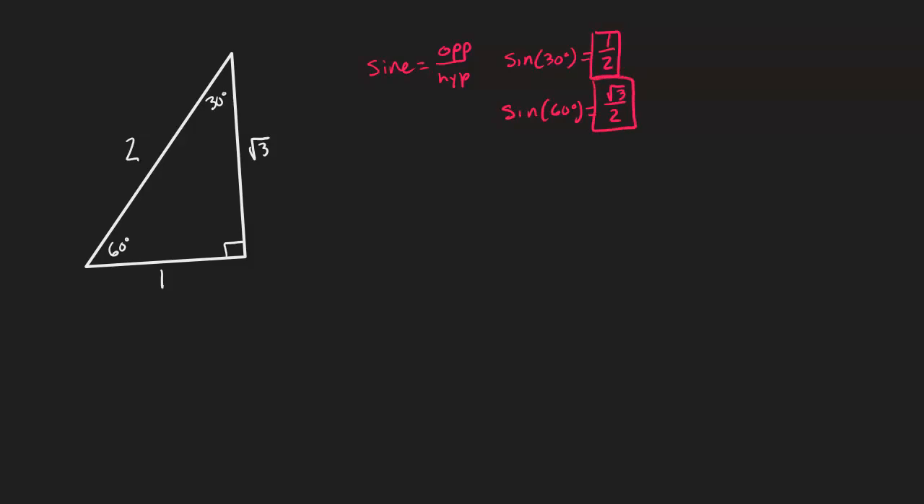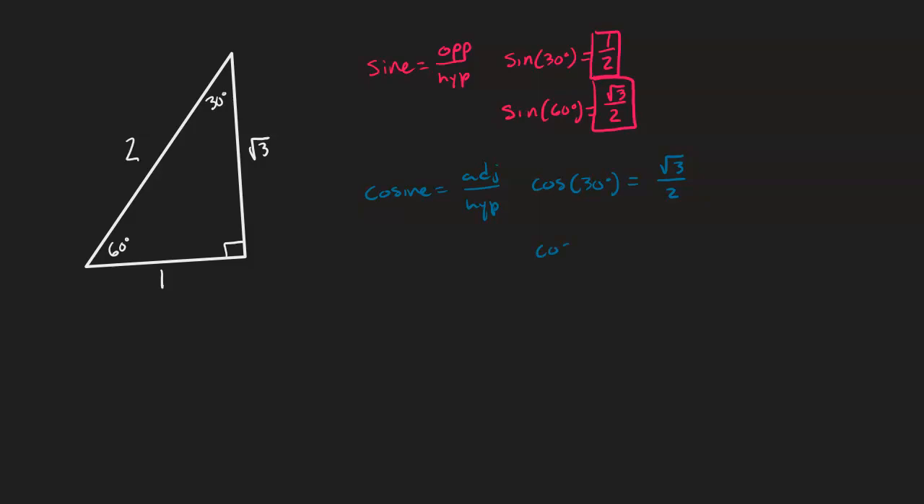Fabulous. Now let's go ahead and find the trig ratios for cosine. I know cosine is adjacent over the hypotenuse. So let's go ahead and find cosine of 30 degrees. Go over here and take a look at 30 degrees. If it's adjacent, I know it has to be rad 3. And then the hypotenuse is 2. So that would be rad 3 over 2. Great, simplified fractional form. Don't have to do anything with it.